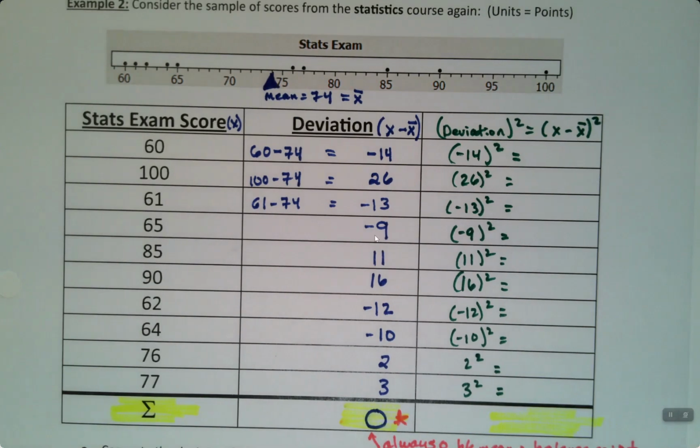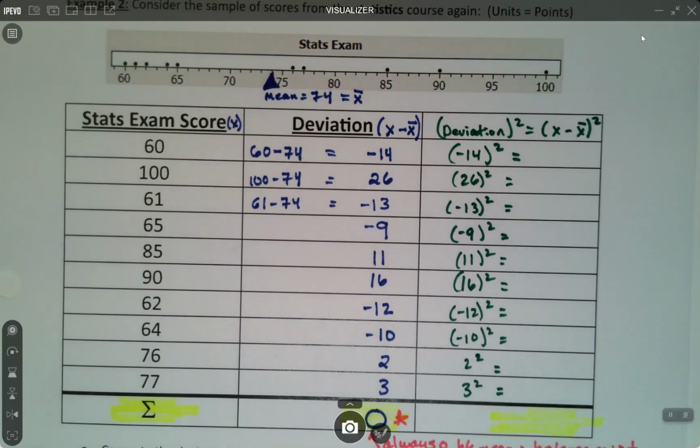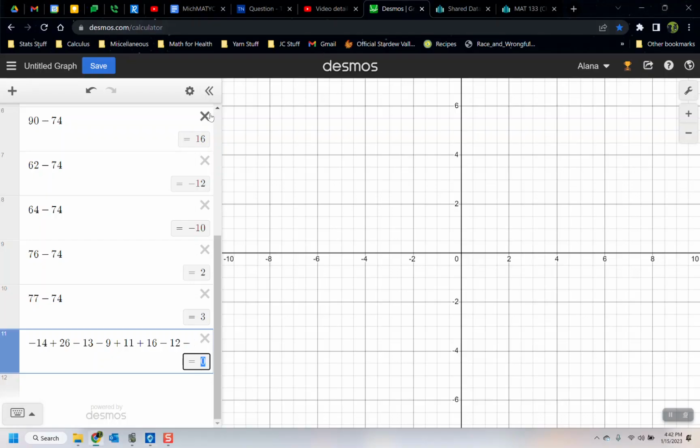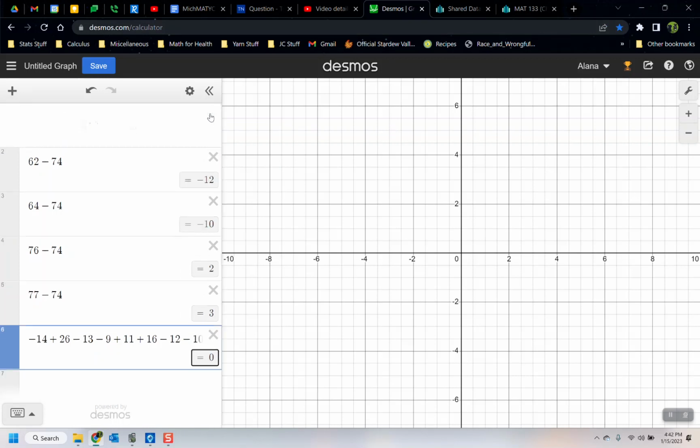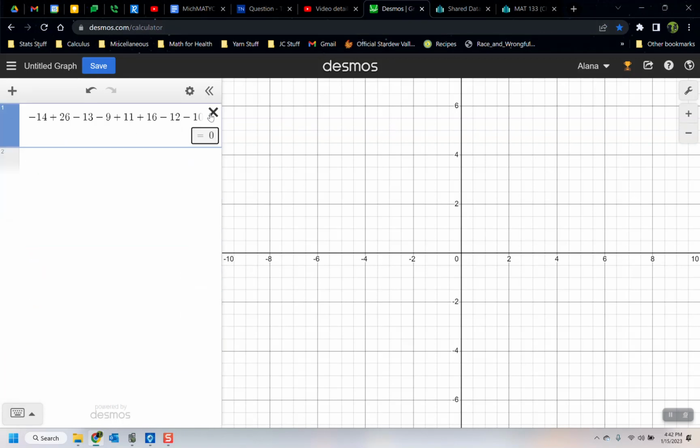Okay, so now I'm going to go grab Desmos, and I'm going to make Desmos find all these numbers for us. Now the thing about Desmos is it uses the order of operations, so you have to use those parentheses just like I just did. So parentheses, negative 14, that number is squared. Now the way to do squaring, there's a button above your 6. If you look at your 6 key, there's a little caret above it.